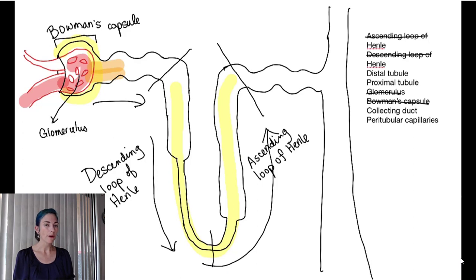So that early part of the nephron is called the proximal tubule. And you guys might be familiar with the term proximal from anatomy. It means close to. So it's close to the blood. And so this first section from the Bowman's capsule until you start going down the loop of Henle is called the proximal tubule.